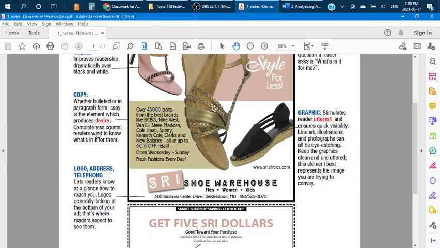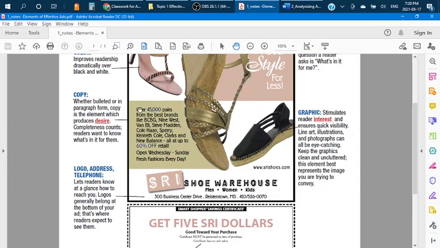So completeness counts. Readers want to know what's in it for them. So that's what we have right here in this copy. So this copy is telling you a lot of information. First off, you're getting over 45,000 pairs from the best brands like BCBG, Nine West, Van Eli, Steve Madden, Cole Haan, Sperry, Kenneth Cole, Clarks, New Balance, and all up to 60% off retail.